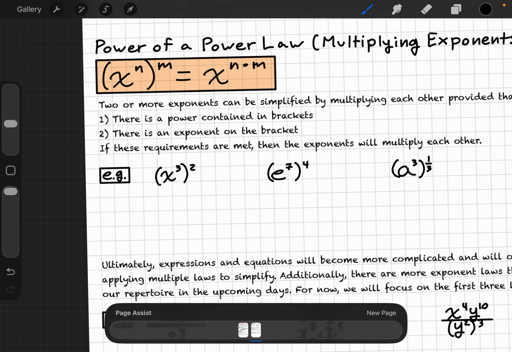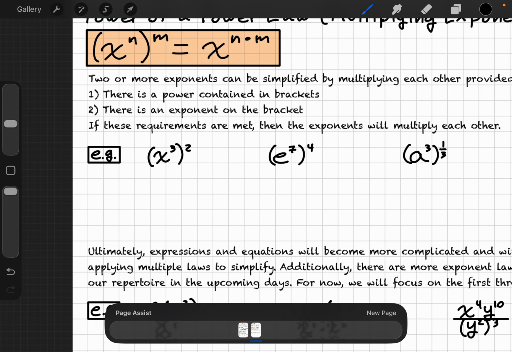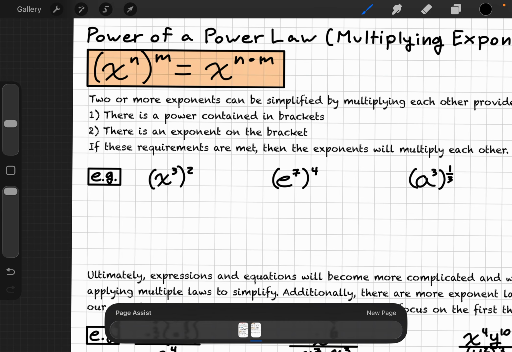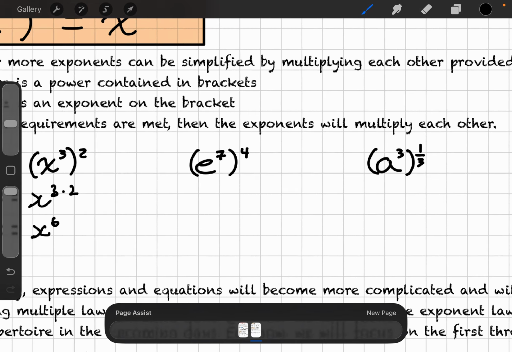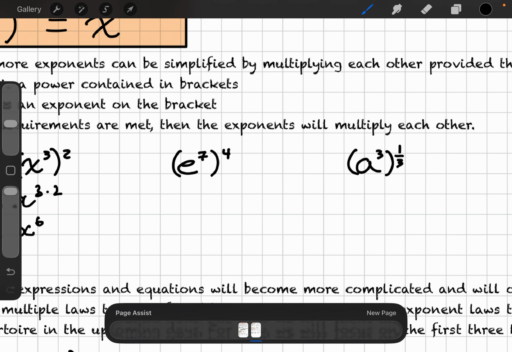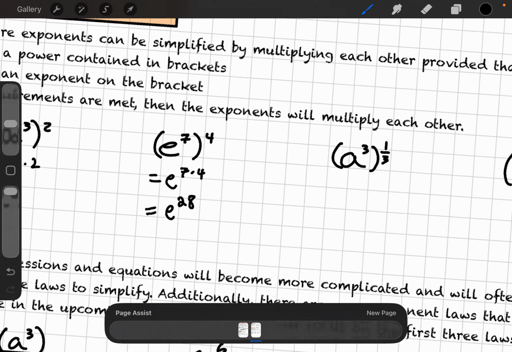Let's look at the first example. According to the power of a power law here, the n in this case is a 3, the m in this case is a 2. And if we look at x to the power of n times m, therefore this is equal to x to the power of 3 times 2, which is just equal to x to the power of 6. Easy, eh? Now, if we look at this one, in this case, we multiply the 4 and the 7, right? So this is the same thing as e to the power of 7 times 4, same thing as e to the power of 28. I nearly wrote 24 there.